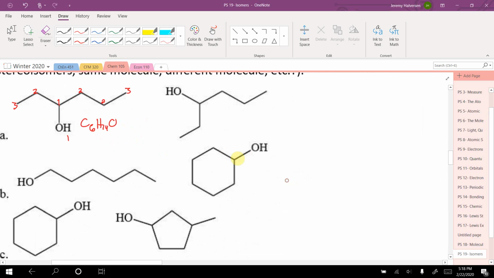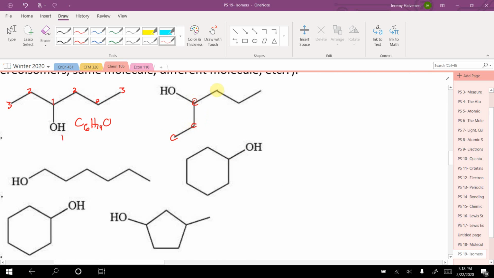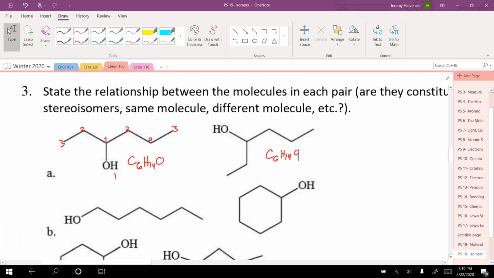I can do the same thing here. Carbon, carbon, carbon, carbon, carbon, carbon. C6. Hydrogens: 1, 1, 2, 3, 2, 2, 3, 6, 7, 8, 9, 10, 11, 12, 13, 14. Awesome. So these have the same chemical formula. So we know that they are not different molecules, but we know that they are isomers.